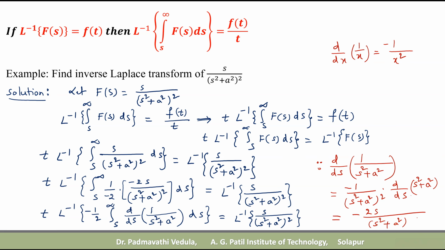So first we have adjusted this number in the integrand. First we have inserted minus 2, that means by dividing and multiplying by minus 2, we have inserted minus 2 in the numerator. Then we have written this expression as the derivative d by ds of 1 by s square plus a square. Now to integrate this, integration and derivative get cancelled.